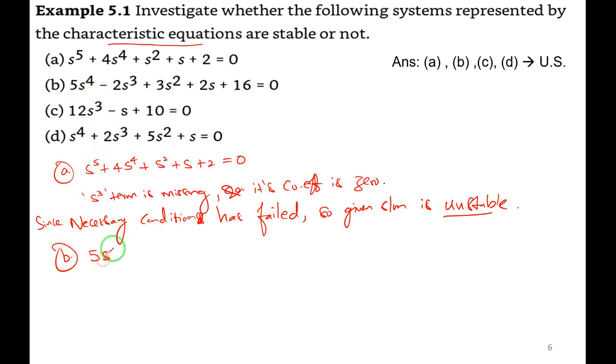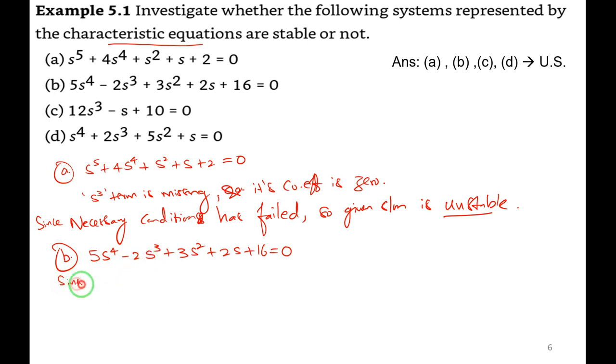5s to the power of 4 minus 2s cube plus 3s square plus 2s plus 16 equal to 0. Observe, all the powers of s are present: s power 4, s cube, s square, s power 1. Yes, all the powers of s are present. But observe the sign here, plus, minus. The coefficient of the s cube term is negative.